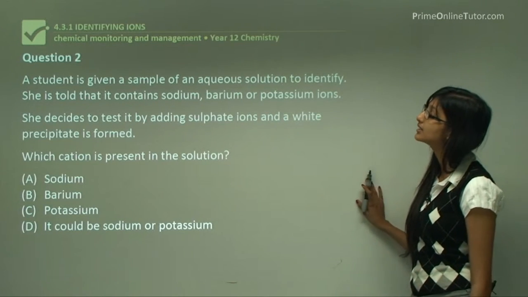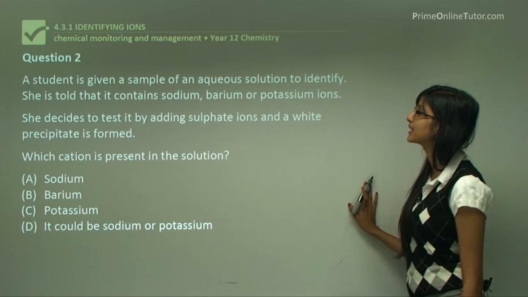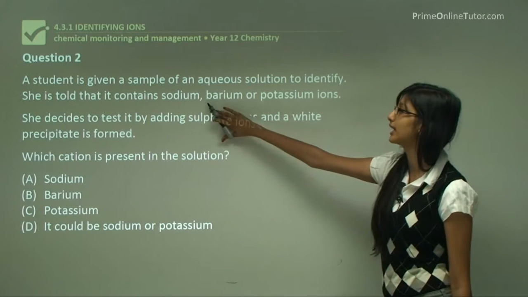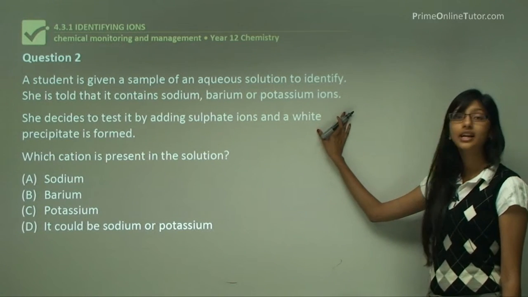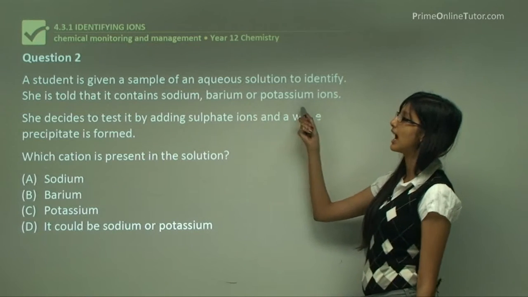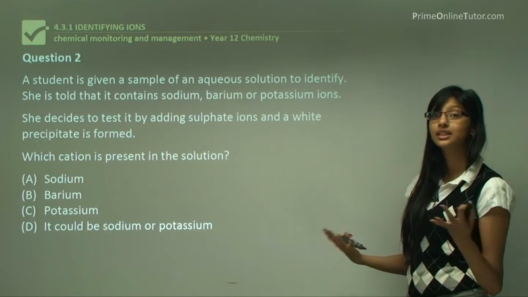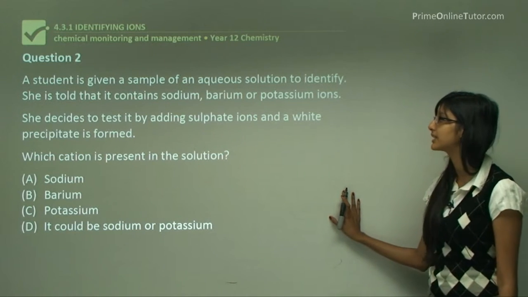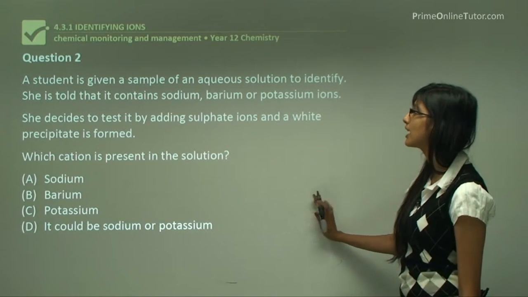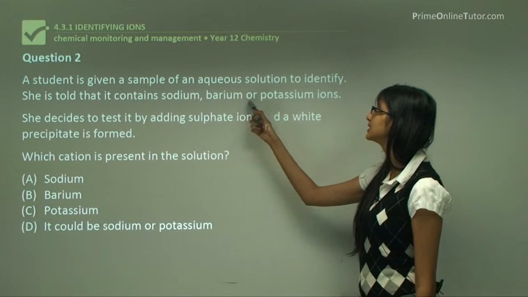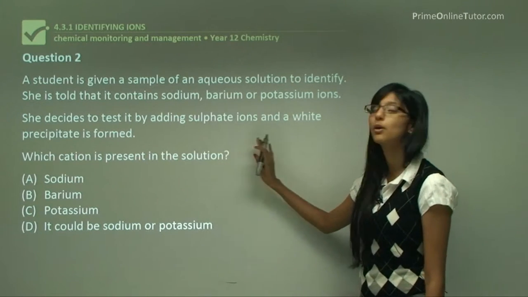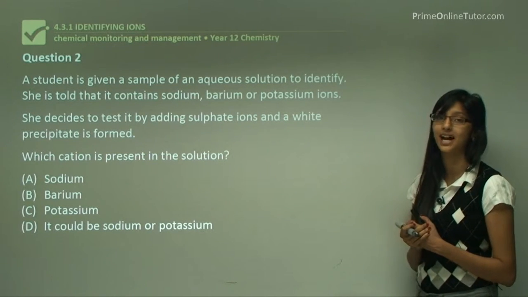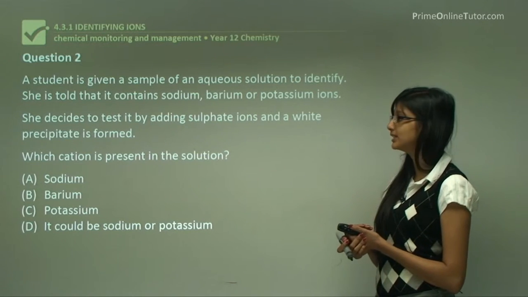Question 2 tells us a student is given a sample of an aqueous solution to identify. She is told that it contains sodium, barium, or phosphate ions. So this solution can contain any one of these three ions, and we need to perform tests to see which one is present. So she decides to test it by adding sulfate ions, and a white precipitate is formed. So when you add a sulfate ion, one of these three should form a white precipitate, and now we need to find out which one forms a white precipitate with sulfate ions. So let's look at our options.